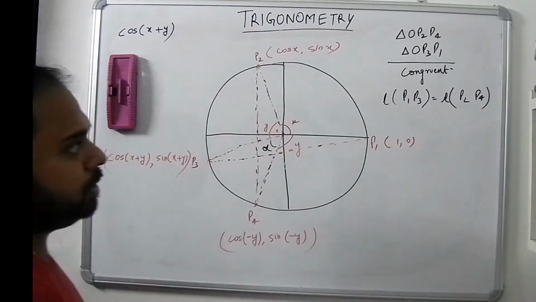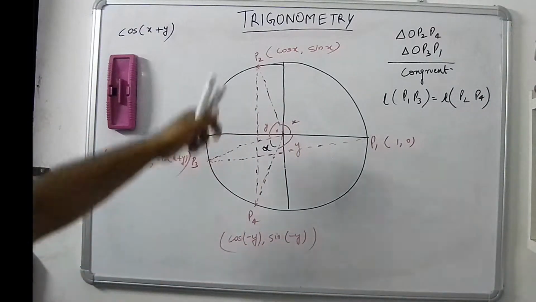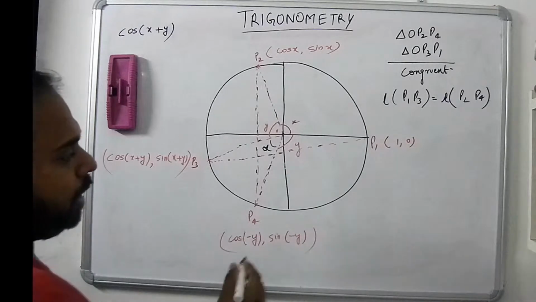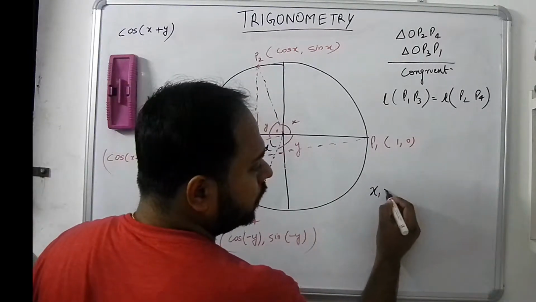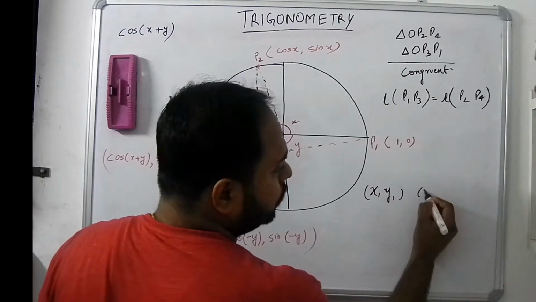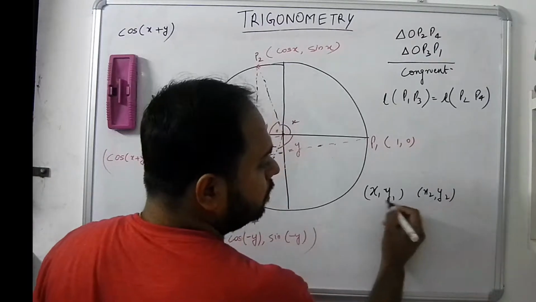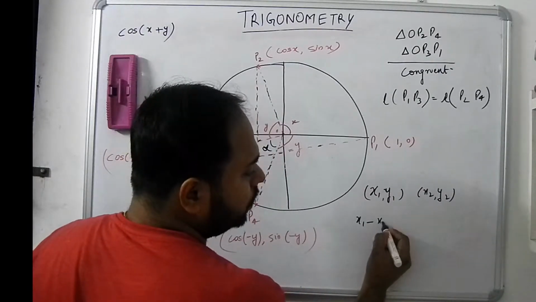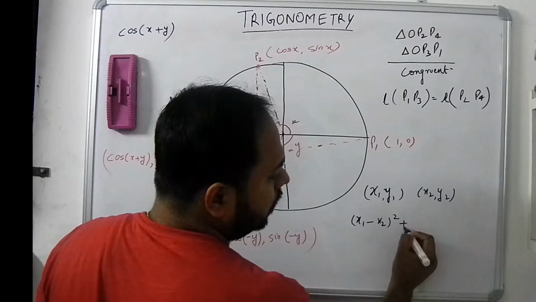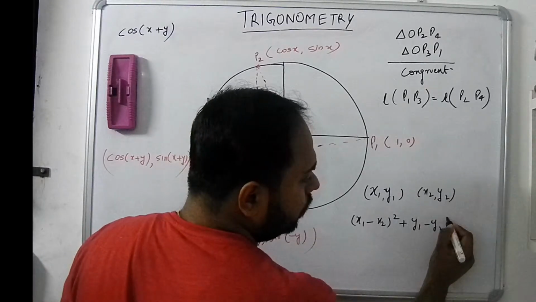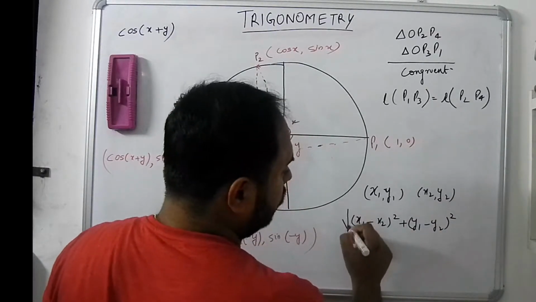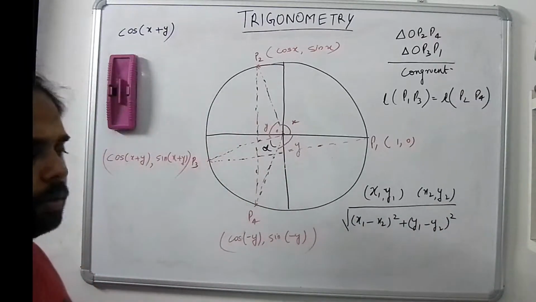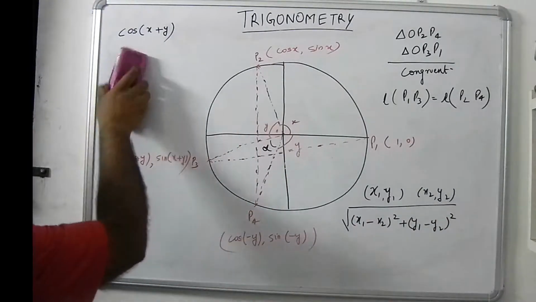And I know the coordinates, so I know the formula. What's the formula for the distance between 2 points (x1, y1) and (x2, y2)? It's very simple. It's x1 minus x2 whole square plus y1 minus y2 whole square, and under root of everything, right? This is the distance formula using coordinates.